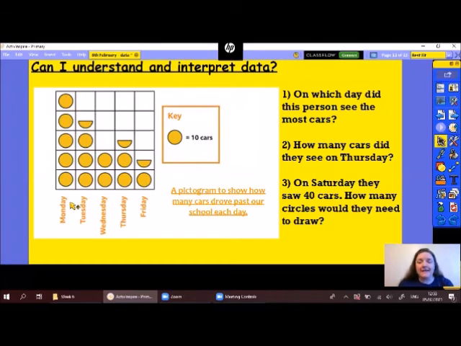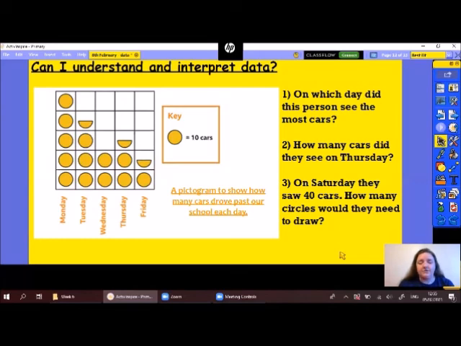Question 2 says, how many cars did they see on Thursday? So we look for Thursday, which is here, and we have this line of pictures. So we've got 2.5 circles. Does that mean 2.5 cars? No, that can't be right. Remember, each picture is worth 10 cars. So this circle here is 10 cars. This one here is 10. And this half a circle, remember, is 5 cars. So how many cars did they see on Thursday? 10, 20, 25.